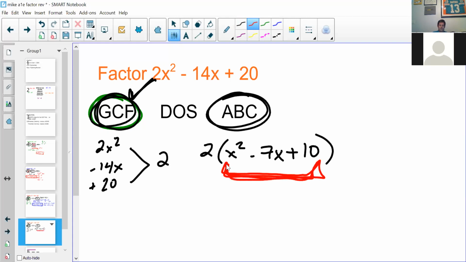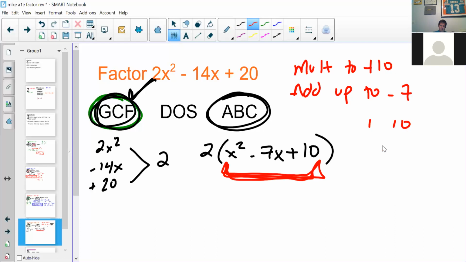That right there is a quadratic trinomial. There's three terms inside the parentheses. The biggest exponent is 2, so it's in play for our ABC method here. We want to check and see if we can find two numbers that would multiply to positive 10 and add up to negative 7. So not too many factors here of 10, 1 and 10, 2 and 5.